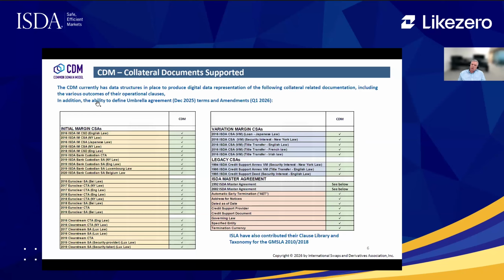In addition to this, we've already contributed structure relevant to umbrella agreements in December 2025, and we're currently working on the contribution for amendments across different document types in Q1 2026. So as you can see, there's quite a wide coverage of different CSAs within the model and the clauses within them.